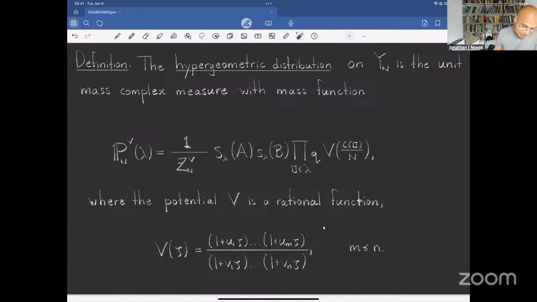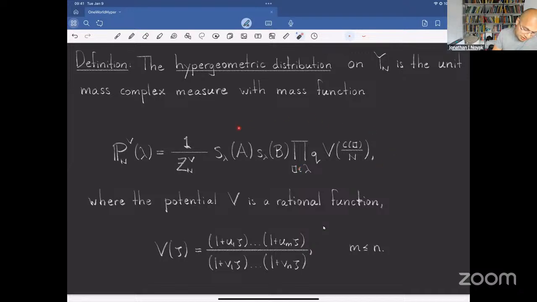And you can think about this probabilistically. So I'll define the hypergeometric distribution on Y_n. So this is the set of Young diagrams with at most n rows. It's going to be a unit mass complex measure whose mass function looks like this. So it's a probability distribution on Young diagrams lambda with at most n rows.